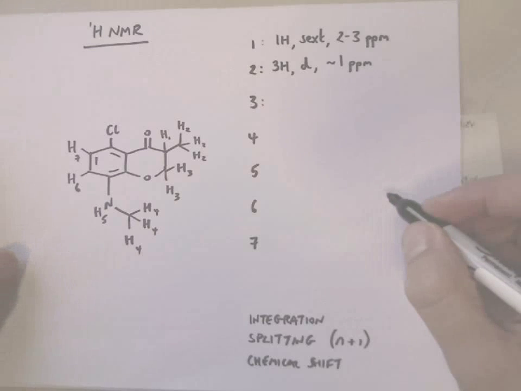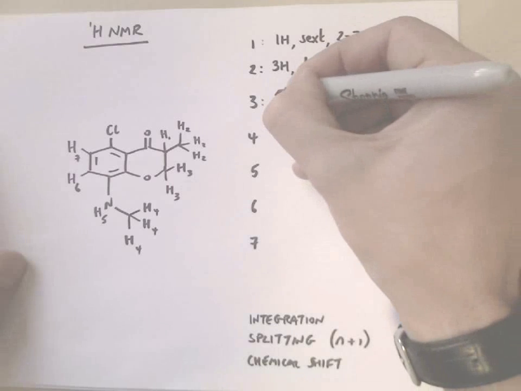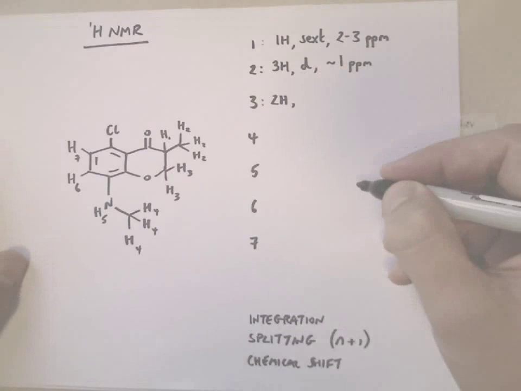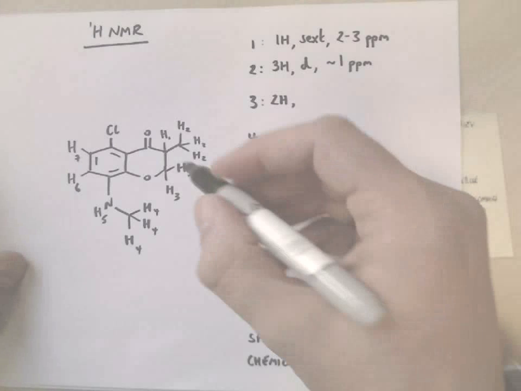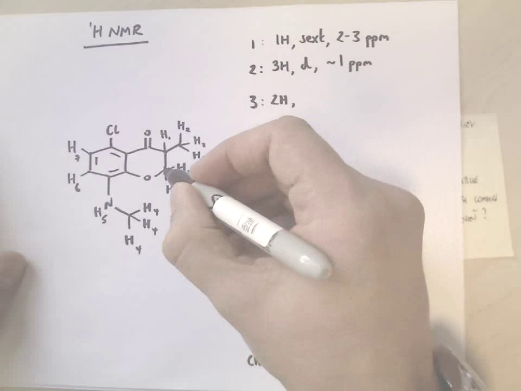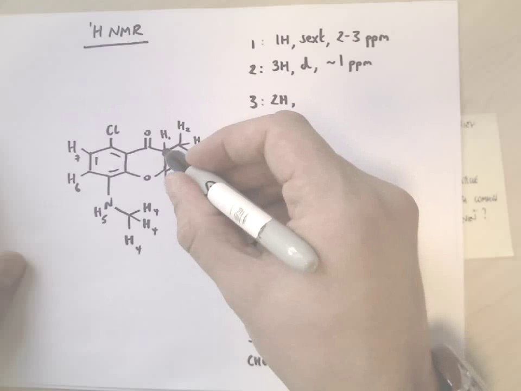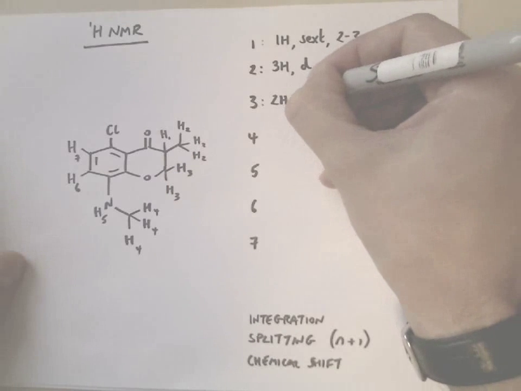Moving on to protons at position 3, well, this time there are 2 of them, so straight away you can say that the integration is 2H. The splitting this time, well, there is the carbon that the hydrogens are on. The next carbon only has 1 proton on it, so therefore 1 plus 1 is 2. So this will also be a doublet.